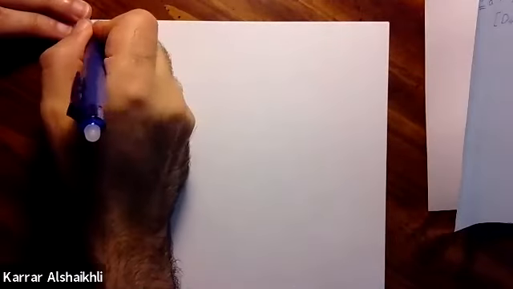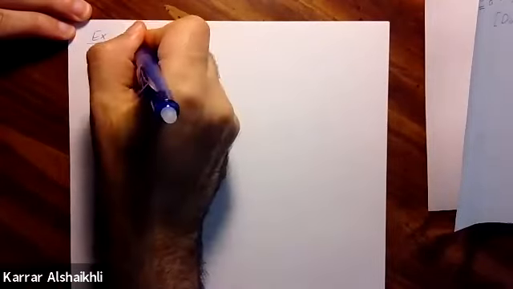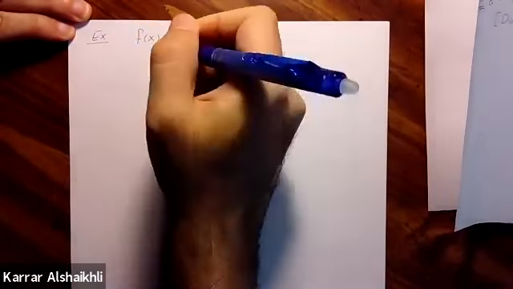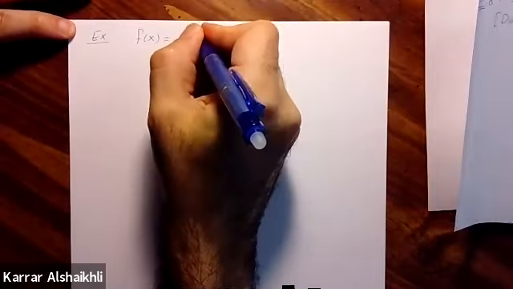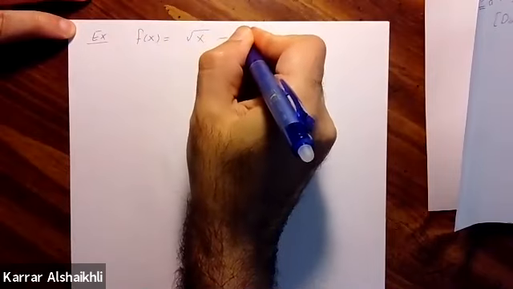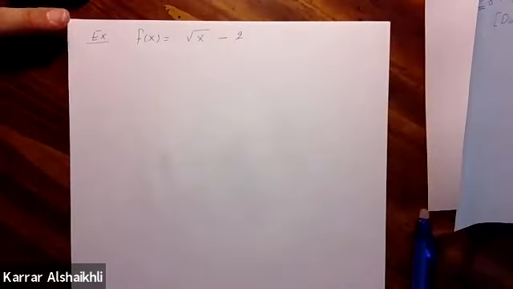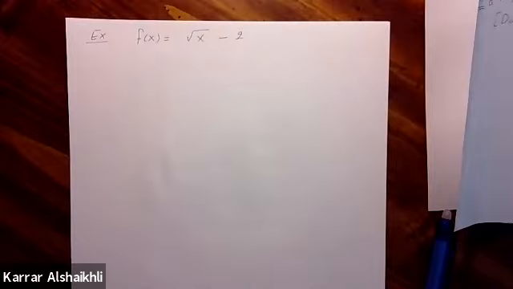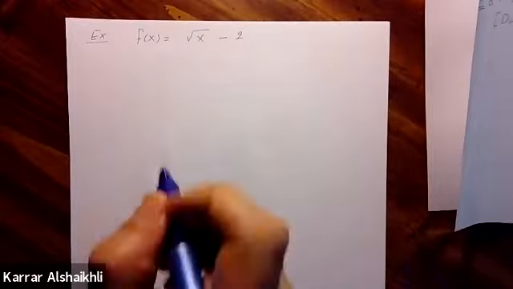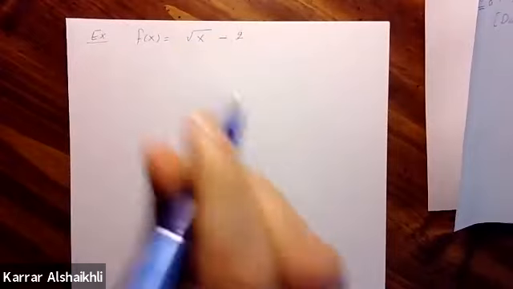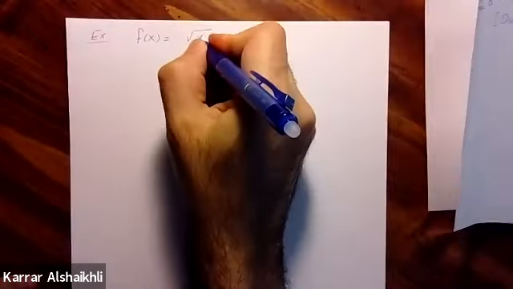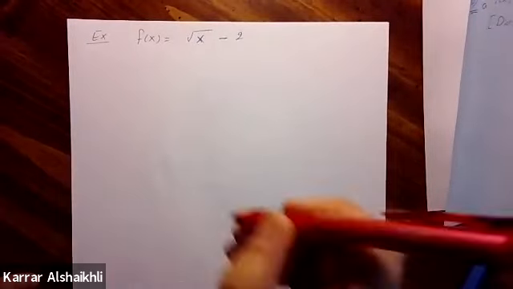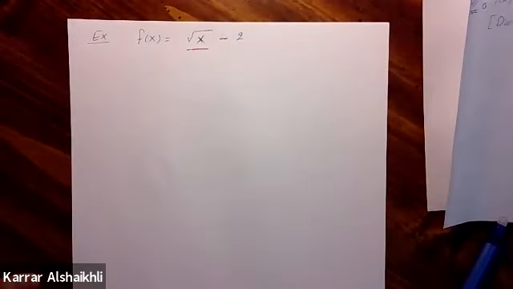F of x equal square root of x minus 2. So you see, they're going to ask you to graph this one by using the techniques. How are we going to graph this one? By using the techniques. So the first thing, I'm going to locate the parent function. The parent function here, this one.